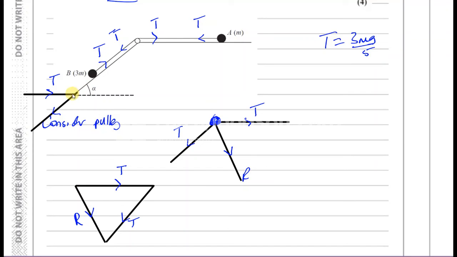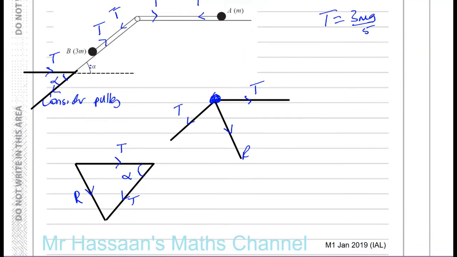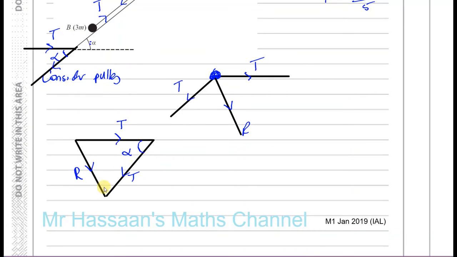We can see that there are certain angles to each other, and that angle is alpha. So this angle here is actually alpha. You can see that if we draw the forces on this side. That triangle of forces gives us this diagram here, and I know that this is 3/5 mg, as is this. But for now, I'll just keep it as T.